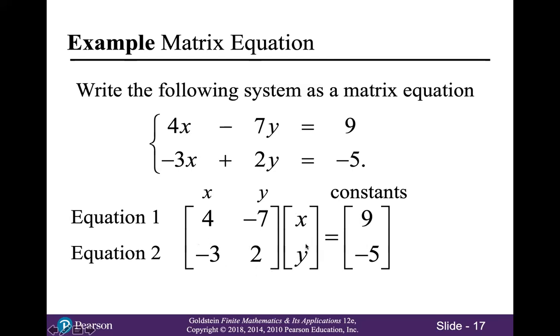Notice that the matrix multiplication does work for this. 4 times X plus negative 7 times Y gives you 4X minus 7Y. Negative 3 times X plus 2 times Y is negative 3X plus 2Y. So we're going to be talking about this more, as I said, in the next section or two.